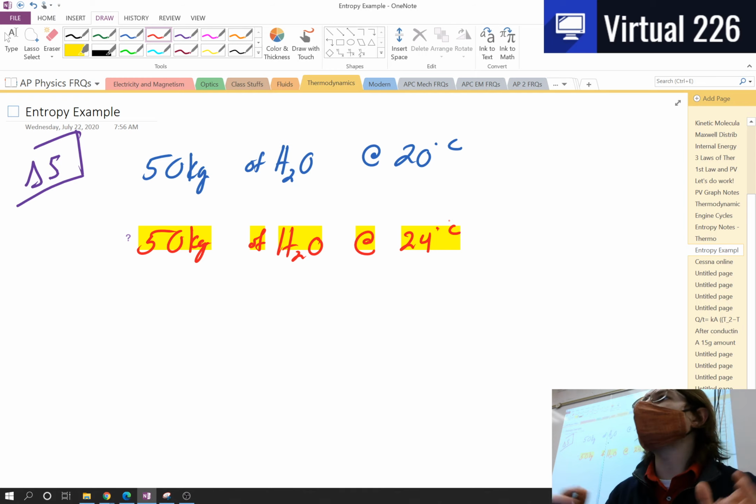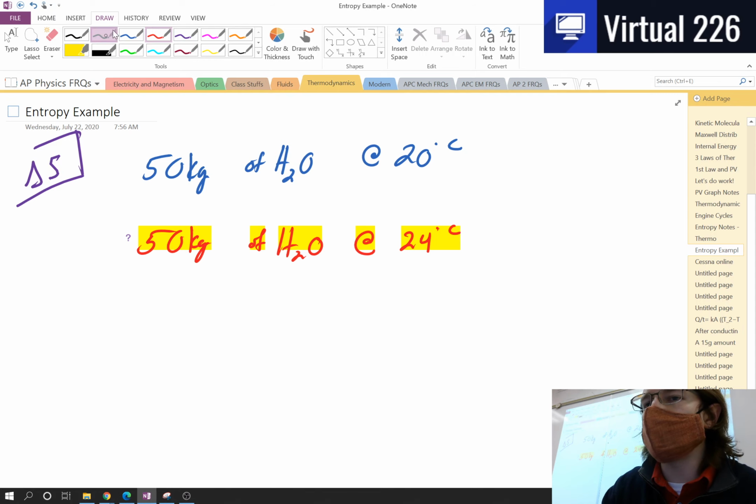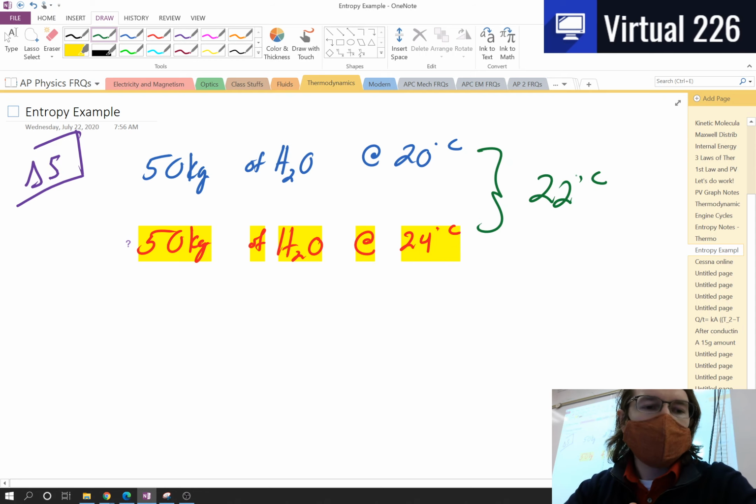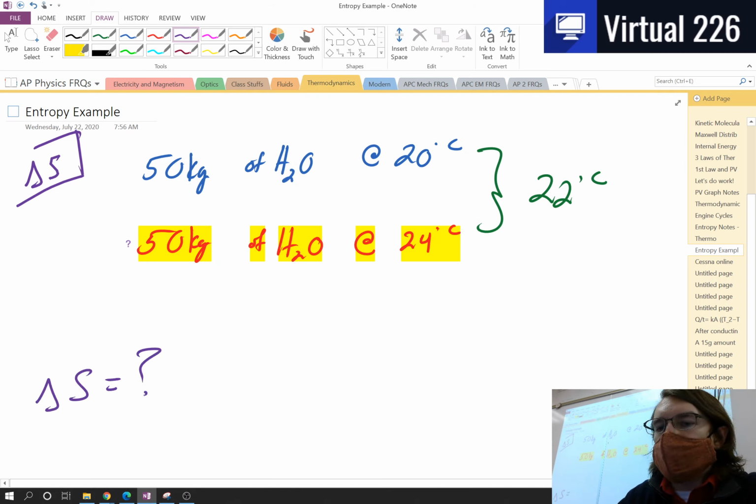If we have equal quantities of the same material and we mix them together, we're going to split that temperature halfway down the middle. So the 20 is going to go to 22, and the 24 is going to come down to 22 as well. So these are all going to equal out 22 degrees Celsius. What we are trying to figure out, though, in the problem is, what is the change of entropy in this system?